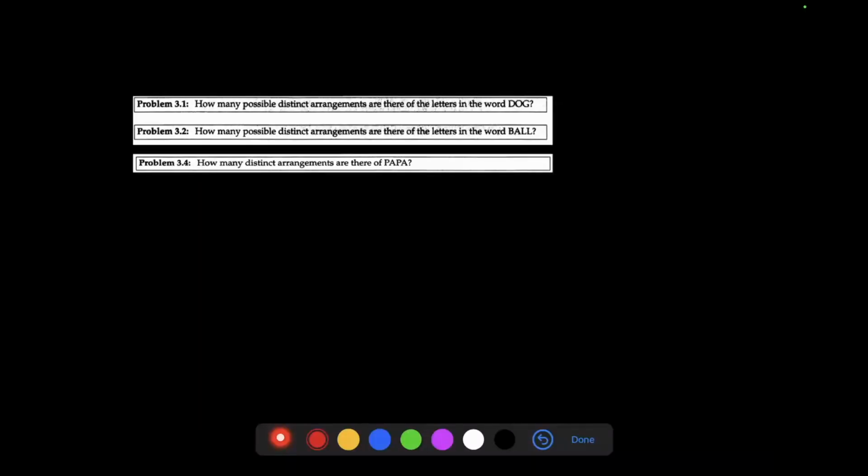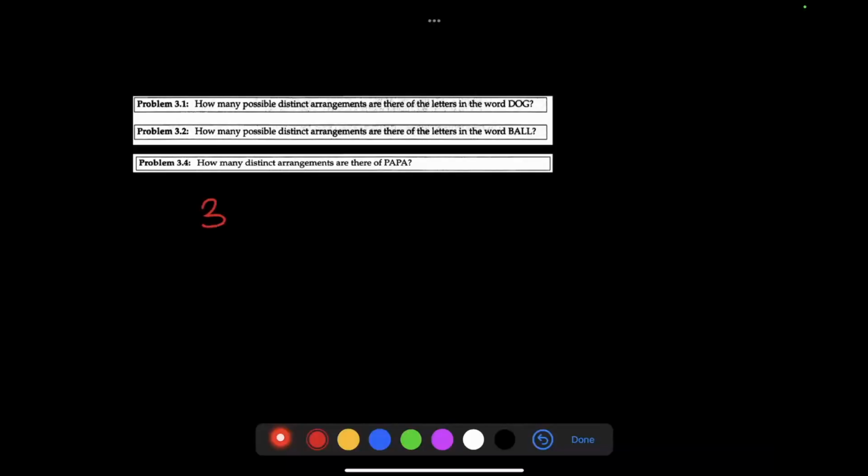How many possible distinct arrangements are there of the letters in the word dog? So now this is not any restriction anymore. It's just that we have repeated elements and we're trying to still find the number of permutations. So how many possible permutations are there? Well, it's just 3 factorial, 6.